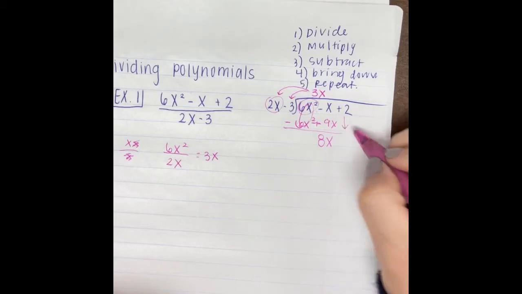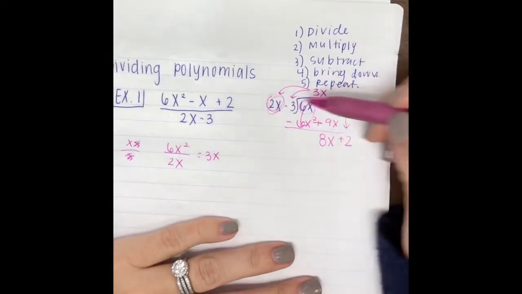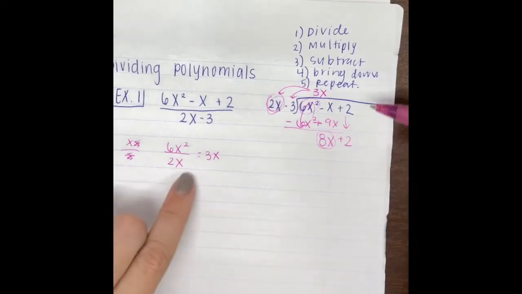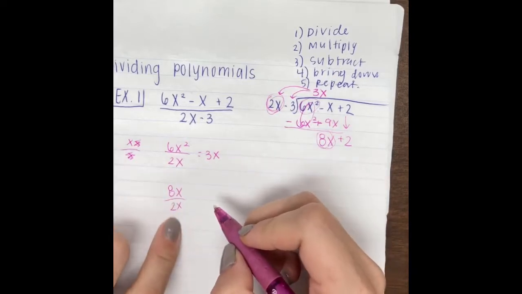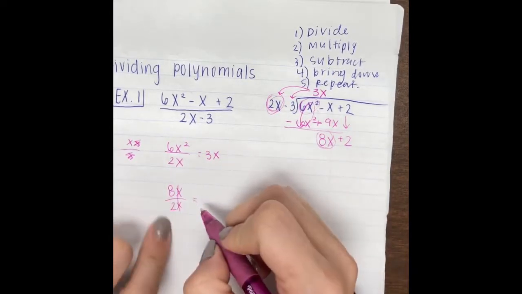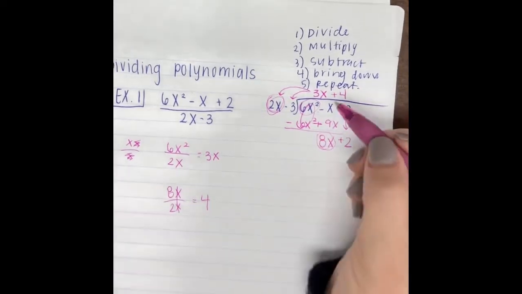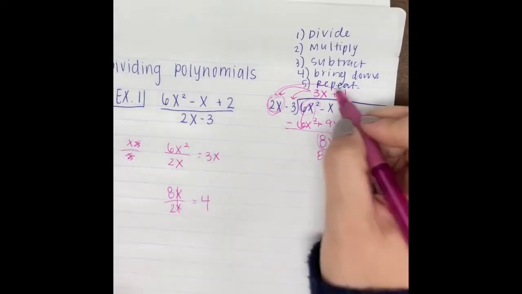Step 4, you bring down the next term. Okay. And then step 5, you repeat your steps. So we're back up to dividing our leaders, okay? So this is still my leader on the outside, but this is my new leader underneath my square root, right? So now we're doing 8x divided by 2x. X over x cancels out, and 8 divided by 2 is 4. And then we're going to multiply. So 4 times 2x is 8x, which is what we wanted.